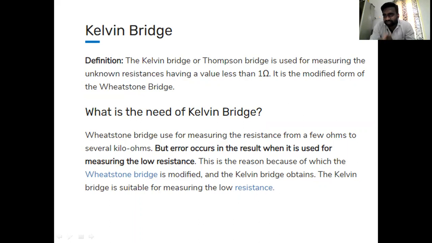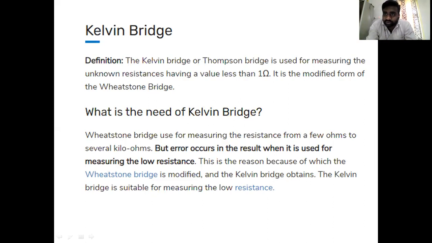Kelvin's bridge: most of you are very familiar with the introduction. The main objective of Kelvin's bridge is to measure unknown resistance of less than 1 ohm. It is a modification of the Wheatstone bridge, because the Wheatstone bridge measures only in a range from 1 ohm to 100 kilo ohm, that is, 0.1 mega ohm.